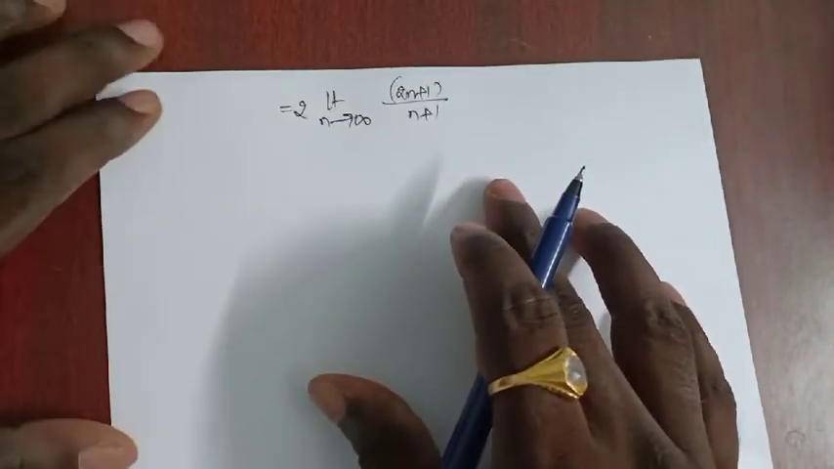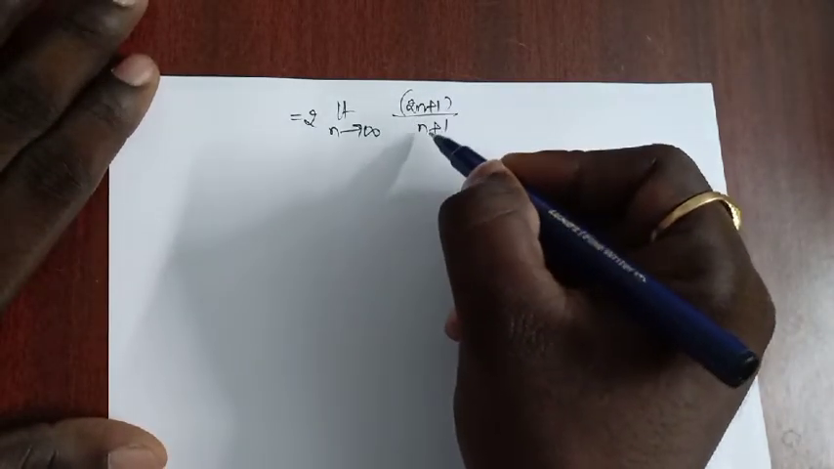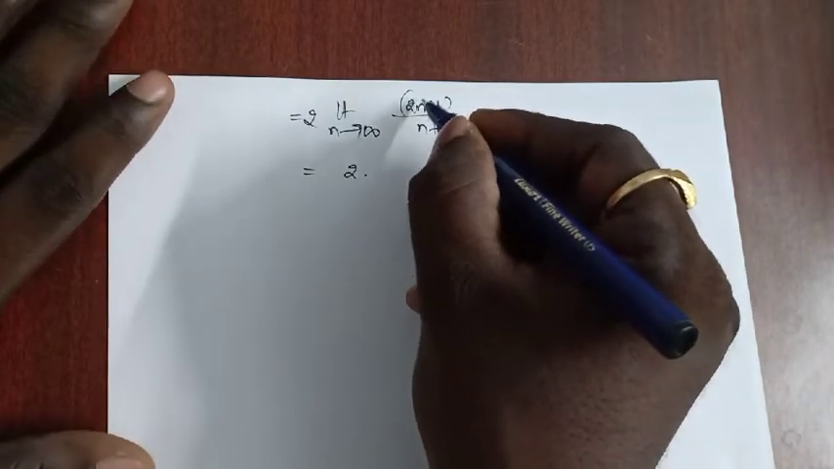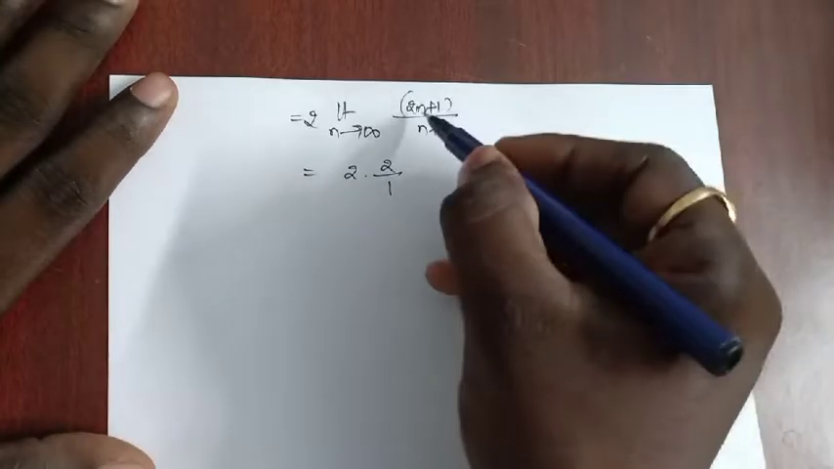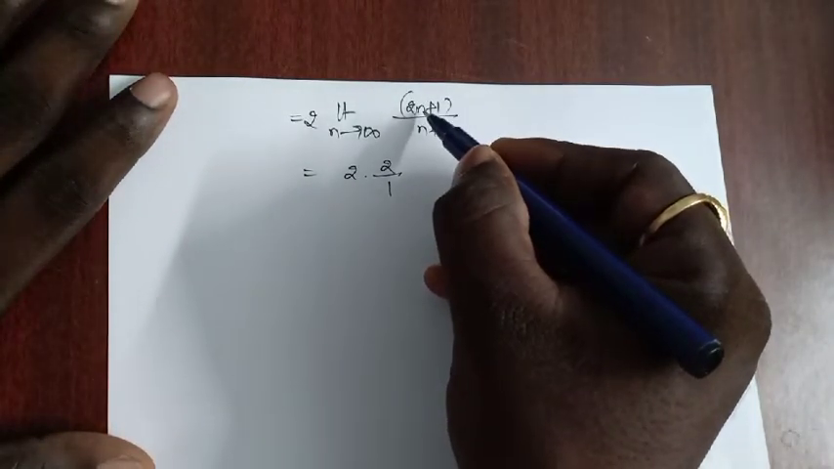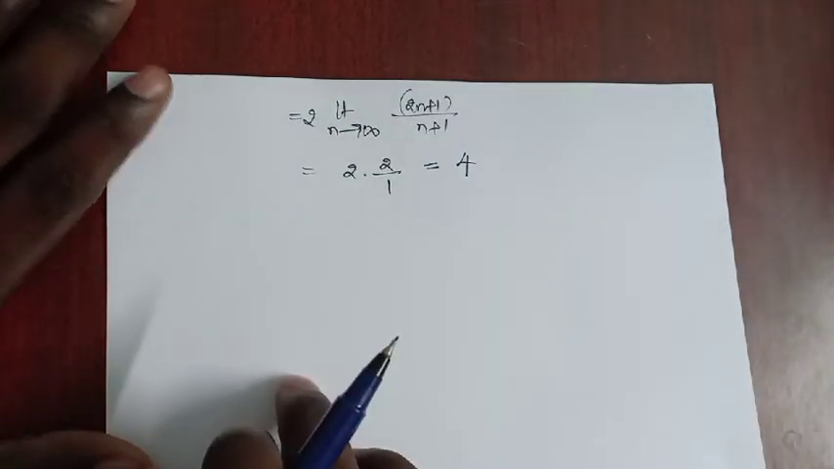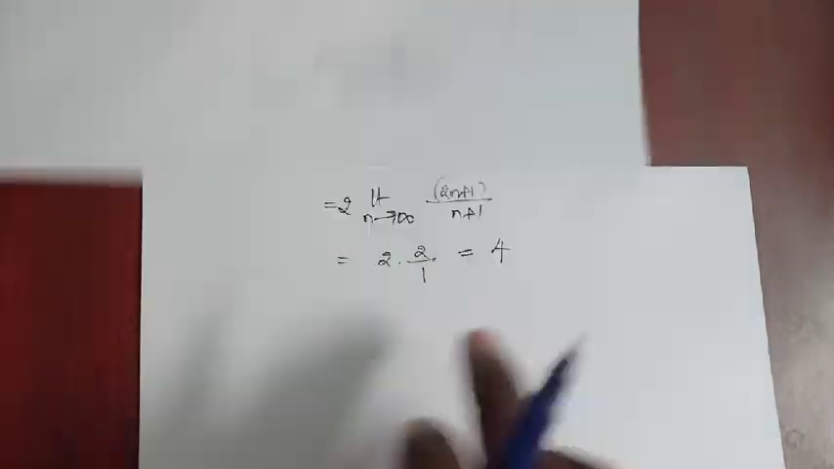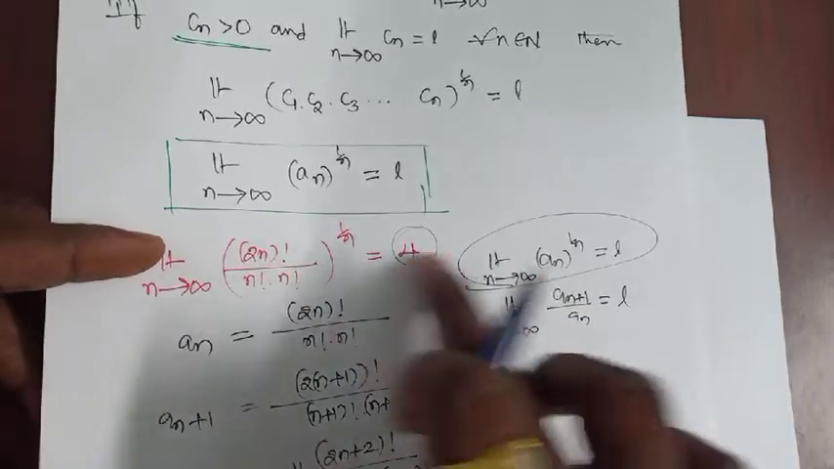Coming to the infinite limits, the numerator degree is equal to the denominator degree, so we take the coefficients. The highest degree coefficient in the numerator is 2, with n to the power 1, and in the denominator the highest degree coefficient is 1. So 2 into 2 is equal to 4. Clearly, the limit of a_(n+1)/a_n is 4. From this, the limit of a_n^(1/n) is also equal to 4.